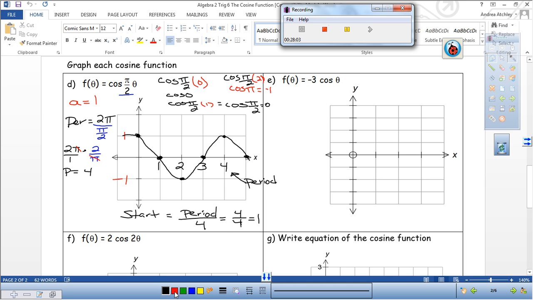Okay, so this one reflects. This is a negative. So it reflects across the x-axis. So again, it's going to start down and then move up like this. That's what my cosine curve should look like now.